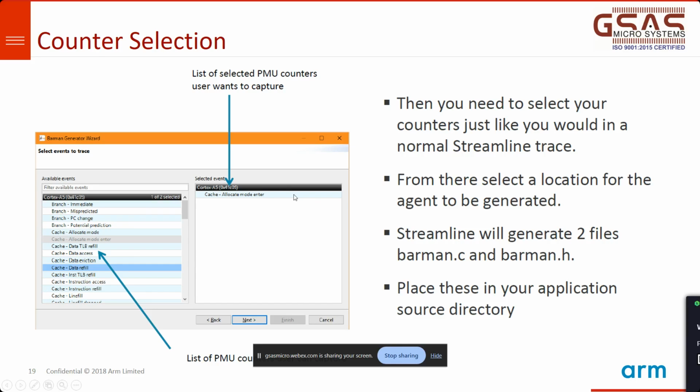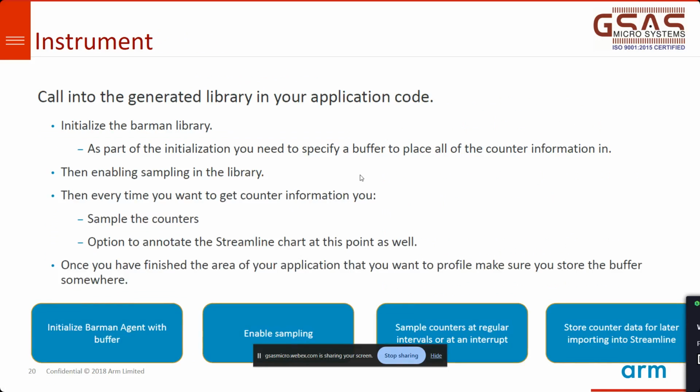Then you have to select which particular counters, and then give the location, meaning the folder in the system where this Barman agent will be generated. That is how the bare metal Streamline agent is generated. It generates two files, barman.c and barman.h. This C file and header file you have to add to your project. So that's the generate part we have done.